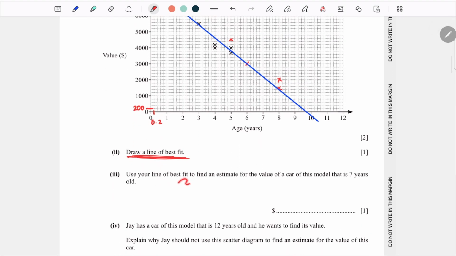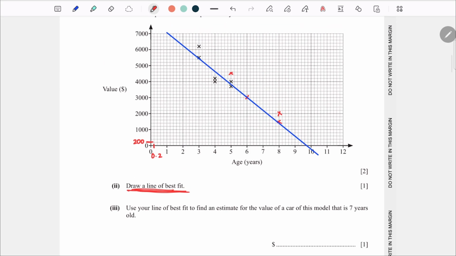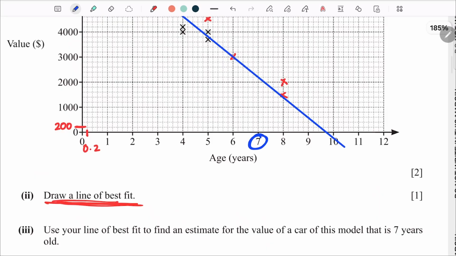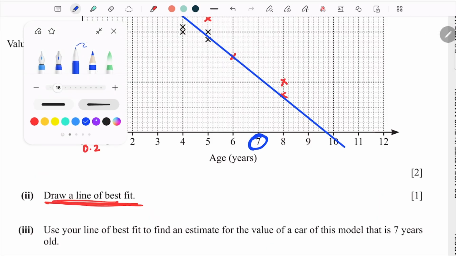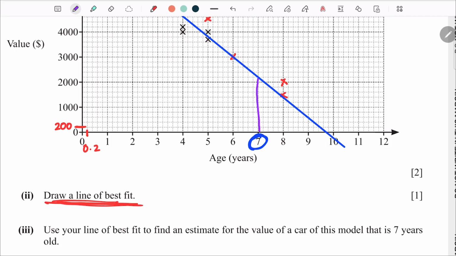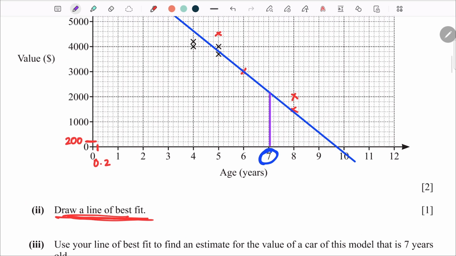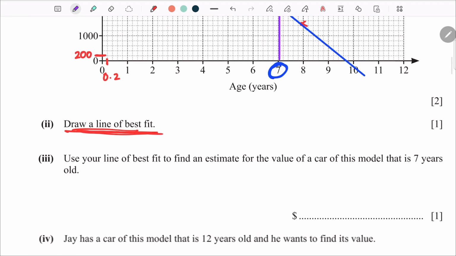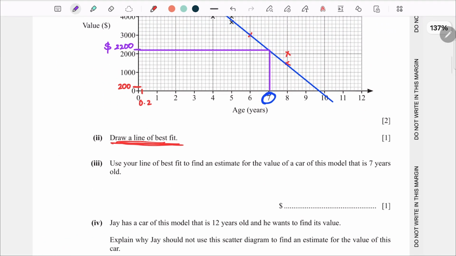In part 3, use your line of best fit to find an estimate for the value of a car of this model that is 7 years old. So I'm going to see 7 on the x-axis. This is 7. If I trace this up till the line of best fit, and then I extend this line to the y-axis, this is basically $2,200. So the value of a car of this model that is 7 years old is $2,200.